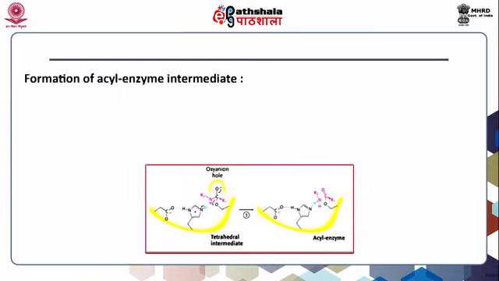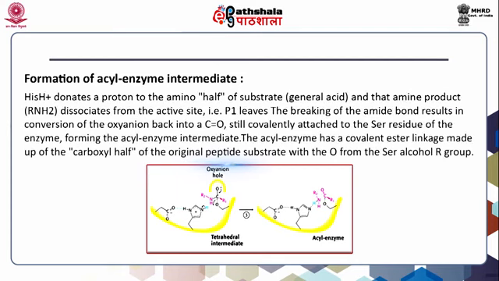Formation of the acyl enzyme intermediate. Histidine H+ ion donates a proton to the amino half of the substrate, and that amine product, P1, dissociates from the active site. The breaking of the amide bond results in the conversion of the oxyanion back into a carbon-oxygen bond still covalently attached to the serine residue of the enzyme, forming the acyl enzyme intermediate.